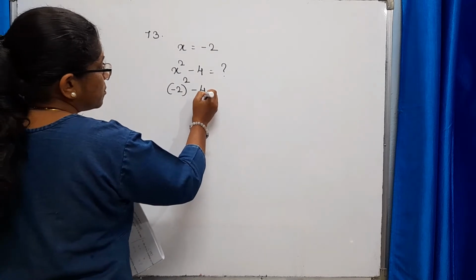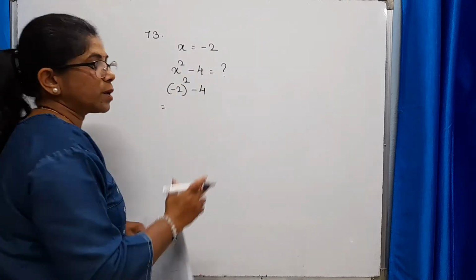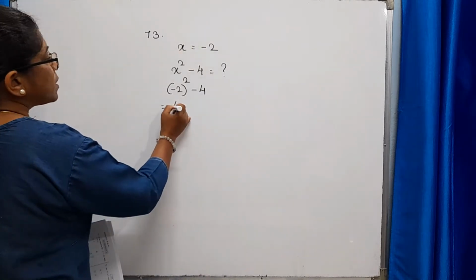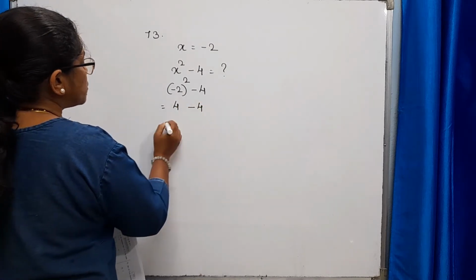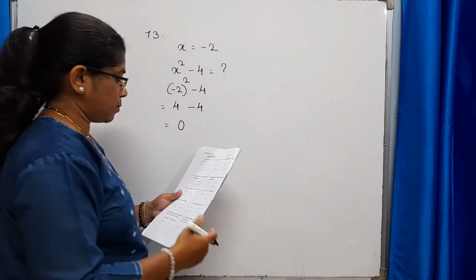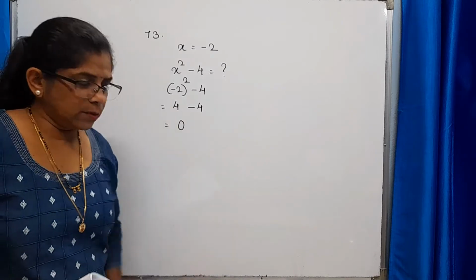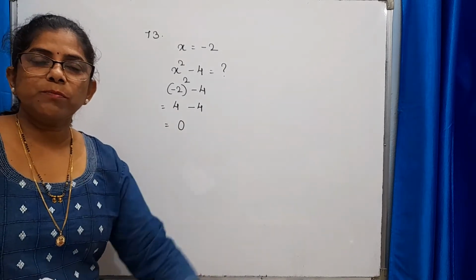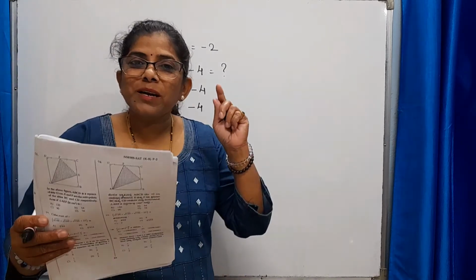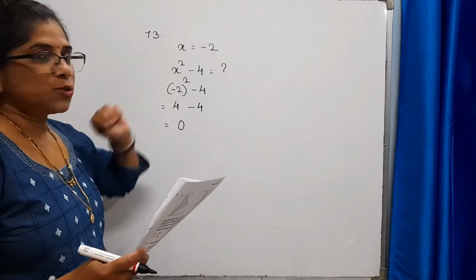Minus 2 square minus 4. Minus 2 square, minus 2 into minus 2 is plus 4, minus 4, and the answer is 0. Even in this sum, don't make use of pen and paper. Go for mental calculation. X is equal to minus 2.